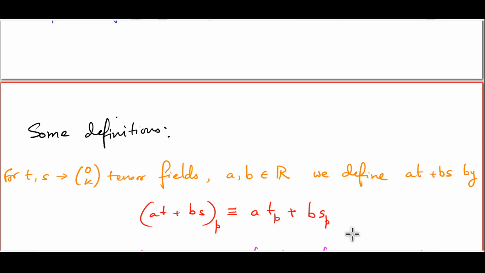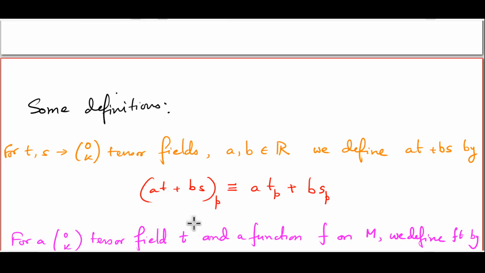Of course, that this is a tensor at point P is something that we had already established before in the previous lecture. What is not absolutely trivial but is still quite simple is the proof that if T and S are both smooth tensor fields, then AT + BS is also going to be a smooth tensor field.